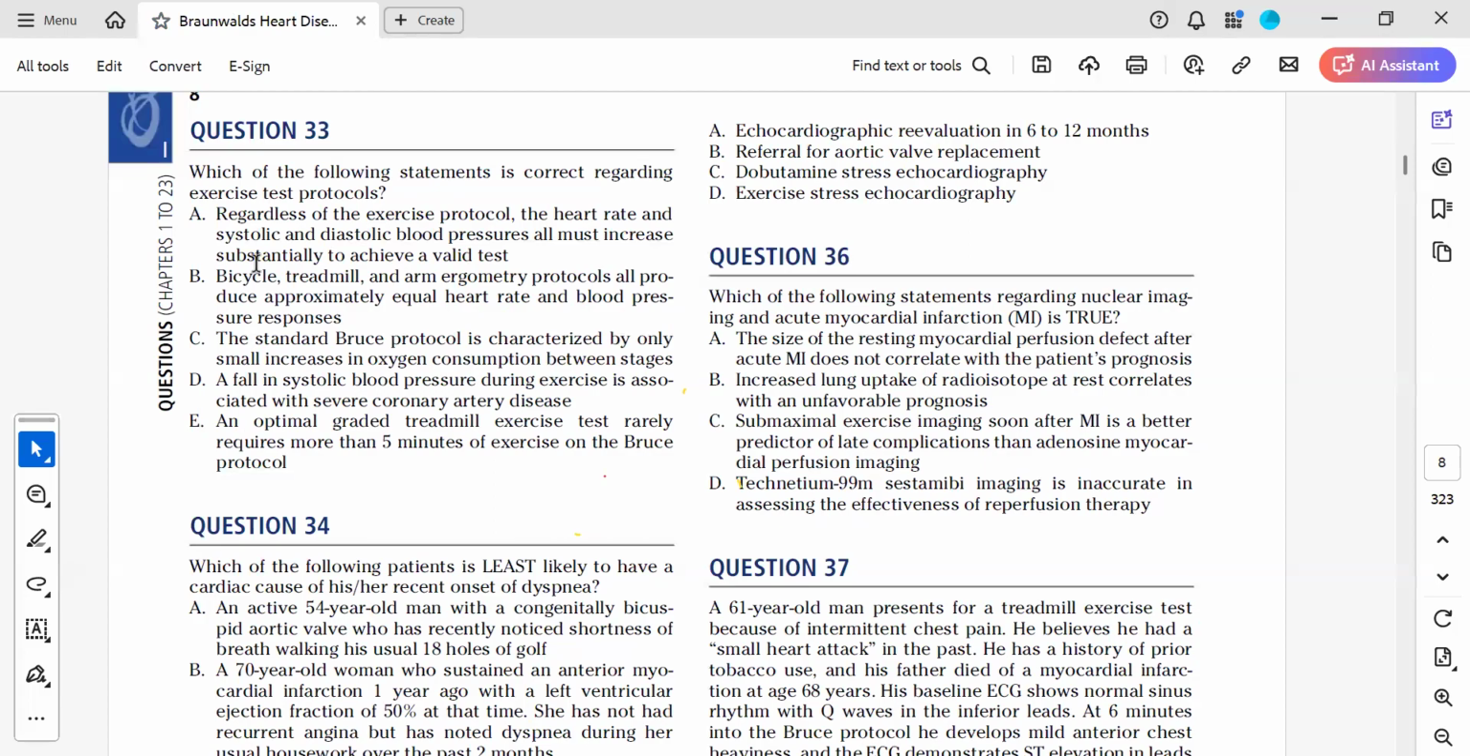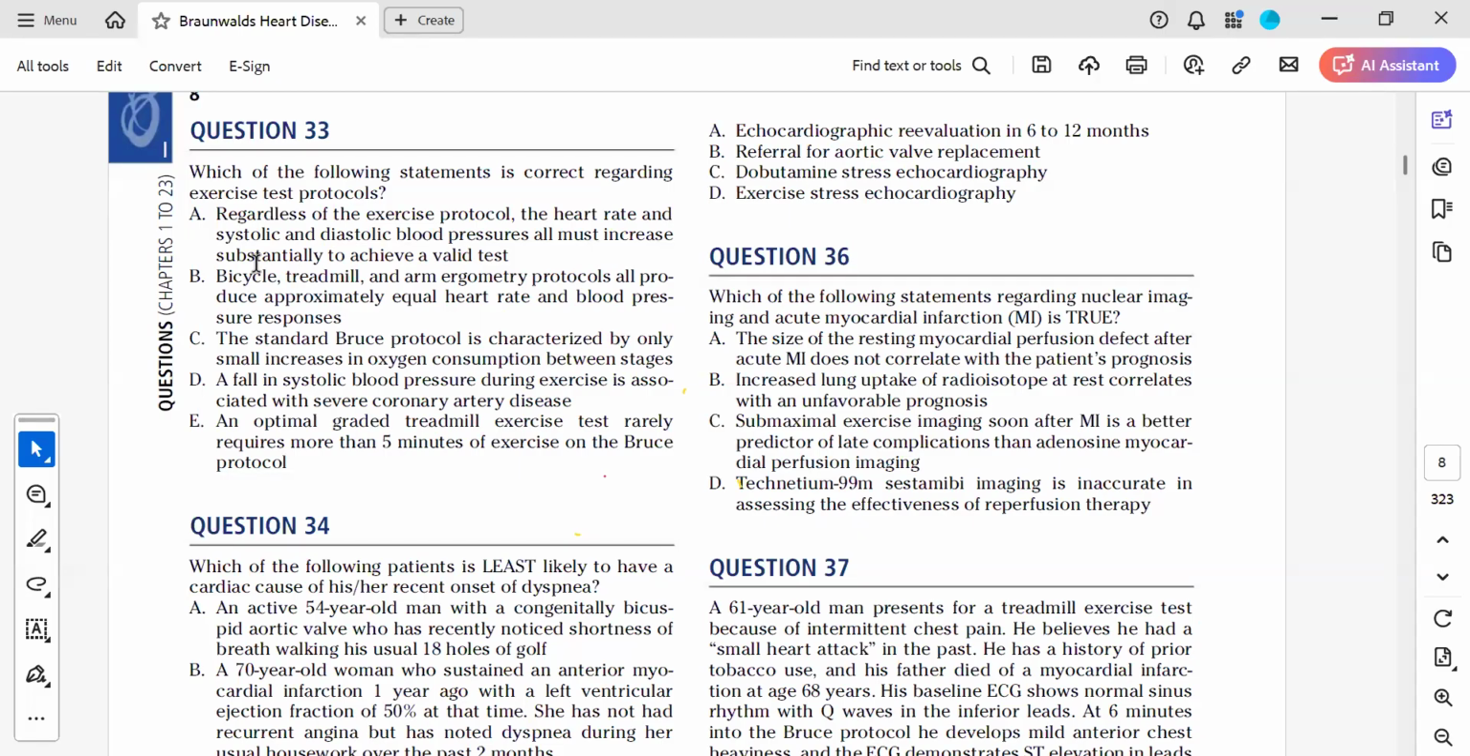And so we go to the third one, the third question for me, which is question 33. Of course, we are still talking about the exercise stress test and some positions we have put forward. The first was A: regardless of the exercise protocol, the heart rate and systolic and diastolic pressures all must increase substantially to achieve a valid test.